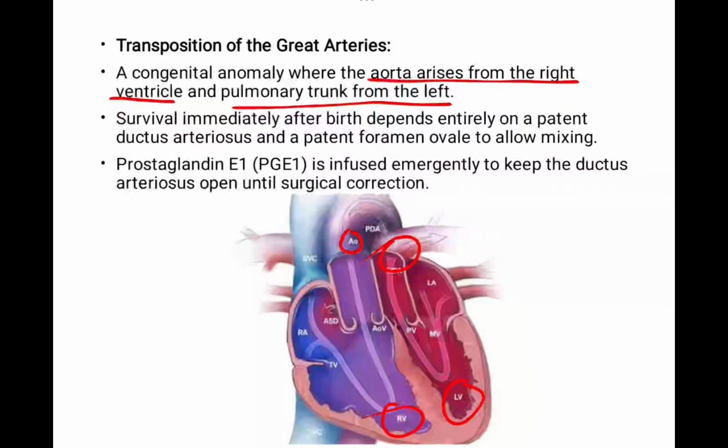Survival immediately after birth depends entirely on the patent ductus arteriosus and patent foramen ovale. In transposition of the great arteries, we need the ductus arteriosus and the foramen ovale to be patent to allow for mixing of blood. So prostaglandins are infused immediately to keep the ductus arteriosus open until surgical correction is done.